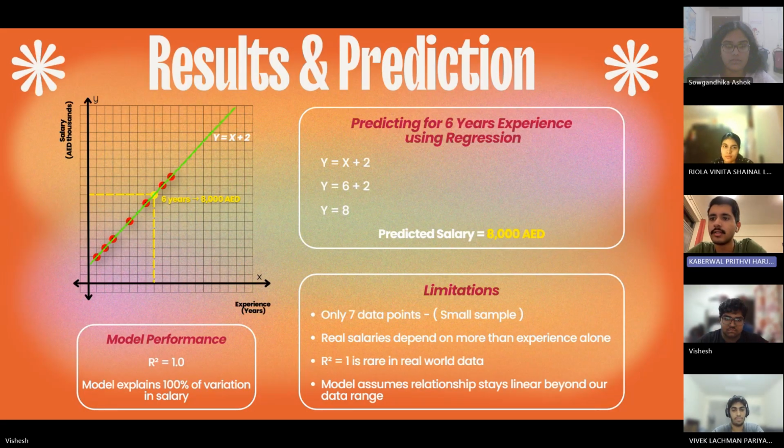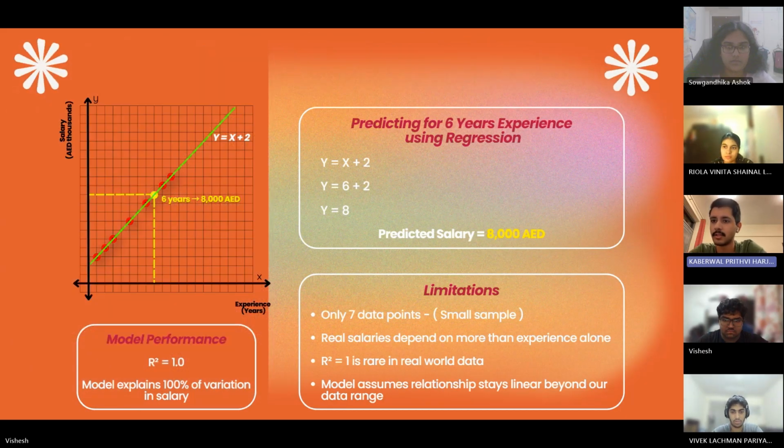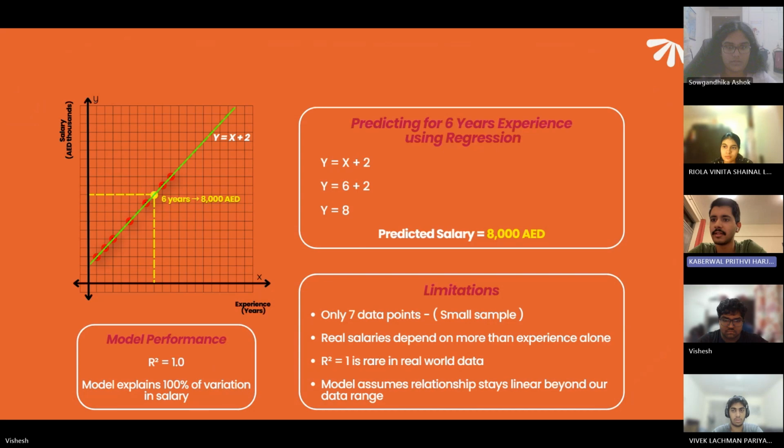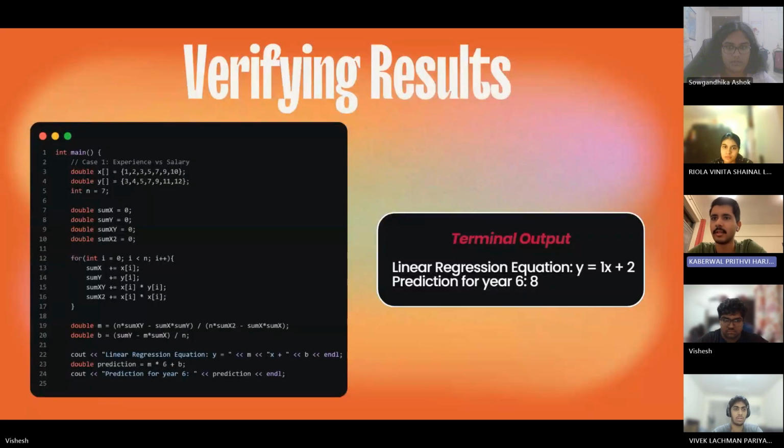R square being one is rare in real world data. When it comes to real world data and real world predictions, R square being one is not possible. So this is just a simple example.